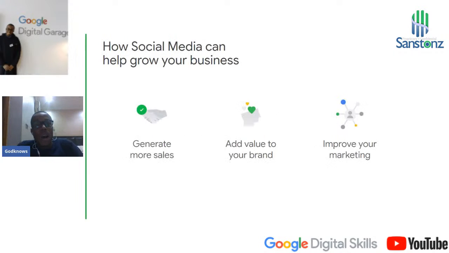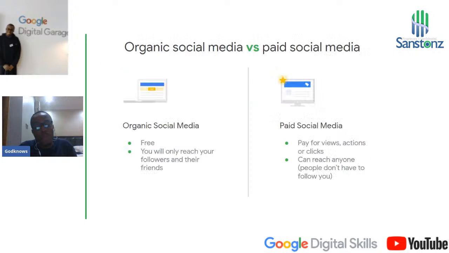Now, how can social media help grow your business? Number one, you can generate more sales, not just Google. We've talked about Google; this is actually social media. You can generate more sales, you can add value to your brand, and you can improve your marketing. These are the ways social media can help.